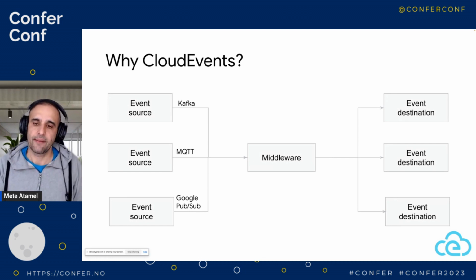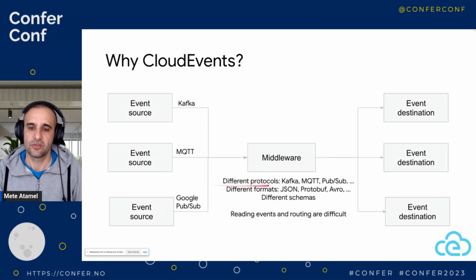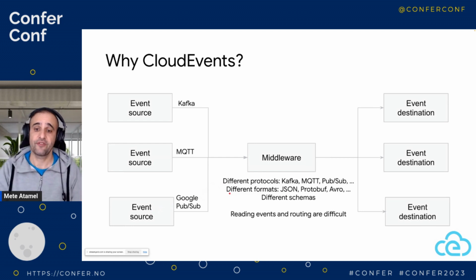So in this scenario, all of a sudden your middleware gets quite complicated because you have different protocols. So Kafka, PubSub, and others. You can potentially have different event formats. So typically people use JSON for event format, but maybe you want to use something more efficient like Protobuf or Avro. And depending on what you're using, you probably have different event schemas as well, right? So different protocols, different formats, different schemas.